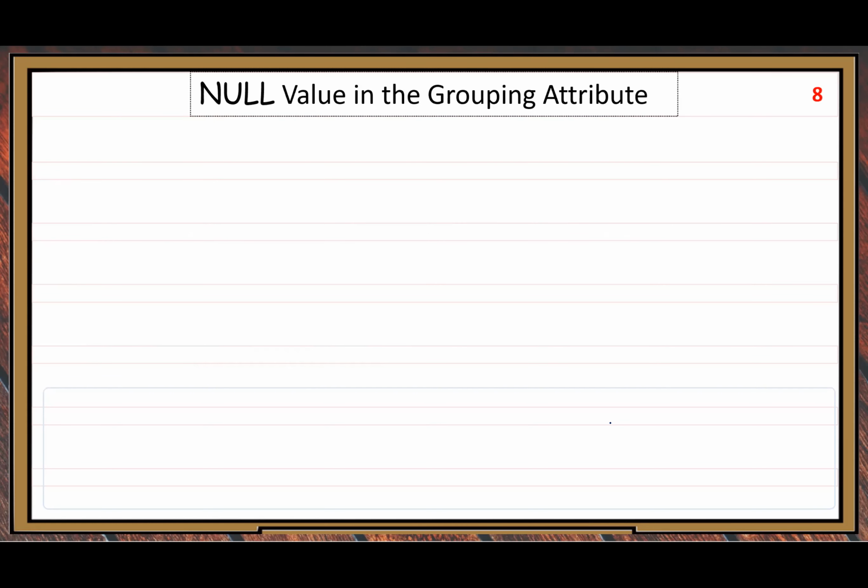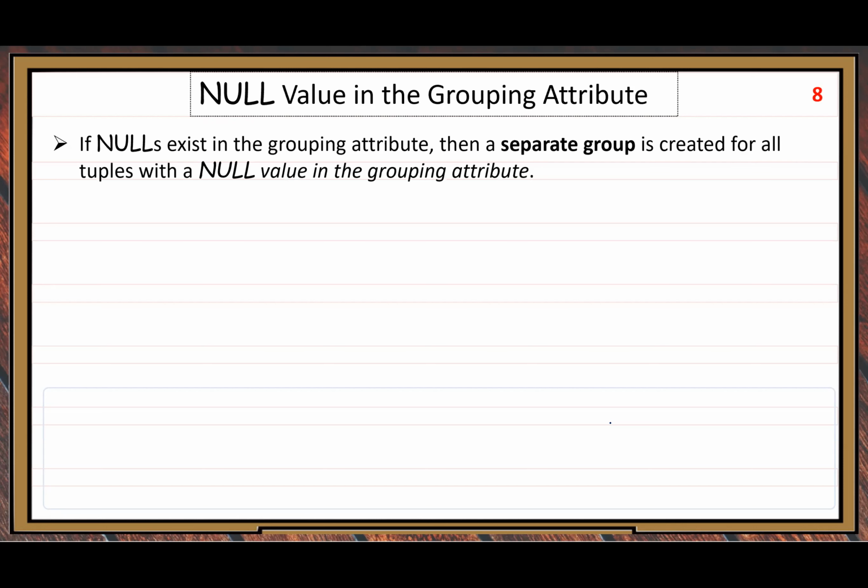Null value in the grouping attribute. Because some of the attribute values may have the null value, when you apply aggregate functions on attributes containing the null value, how do you treat those special values? So let's look at the rule.